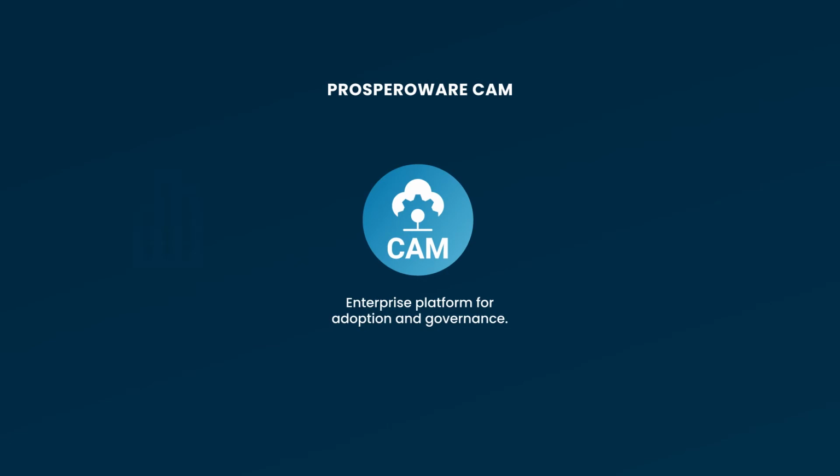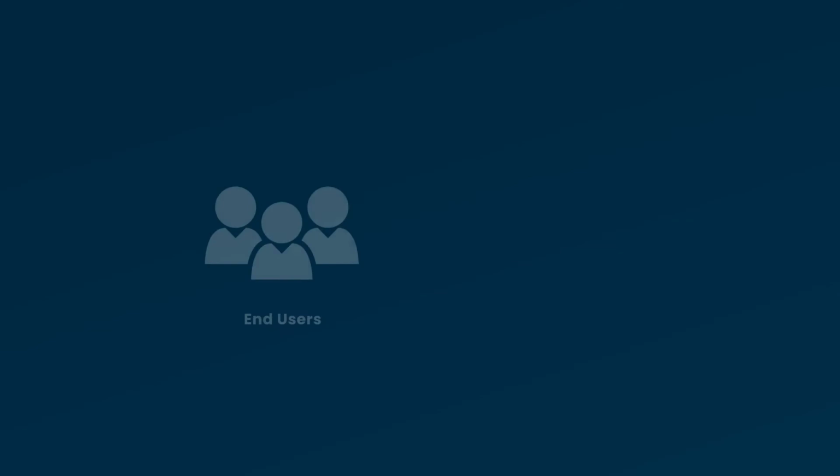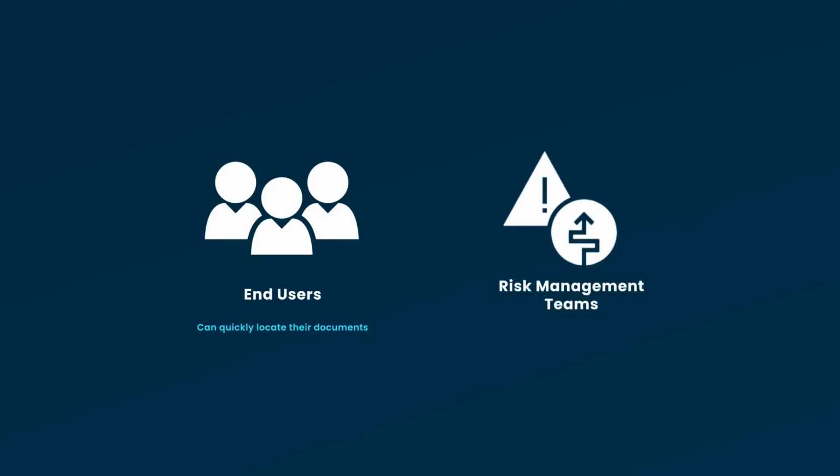CAM is a software-as-a-service platform for adoption and governance of collaboration systems. It enables project and relationship-based organizations to provision, classify, protect, move, and minimize data in order to improve adoption, mitigate data chaos, and reduce risk related to privacy and cybersecurity. So CAM allows organizations to create these logical places to save data so that end users can quickly locate, but also your risk management teams are able to understand the business context so that they can set the right security and data minimization policies. But let's take a look at a short demo as to how CAM provisions external users or guest users in Microsoft Teams.